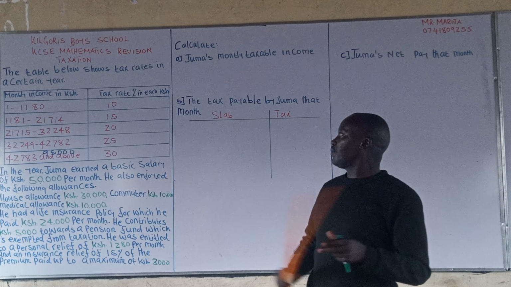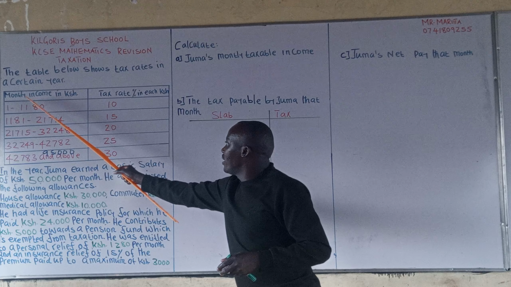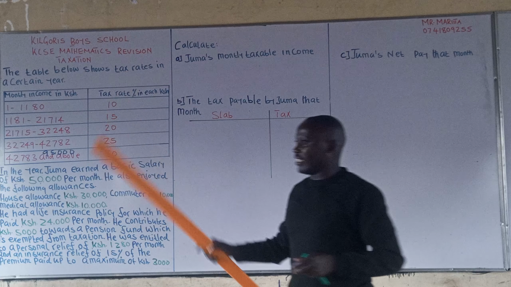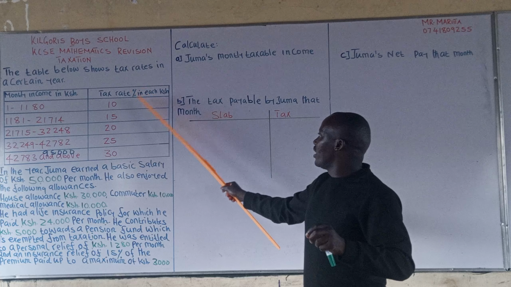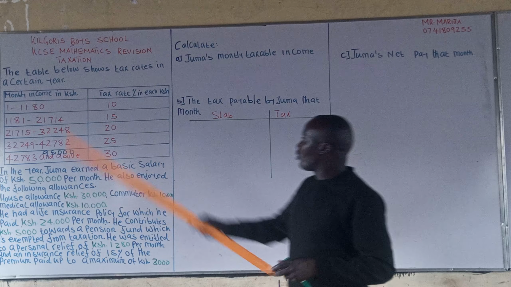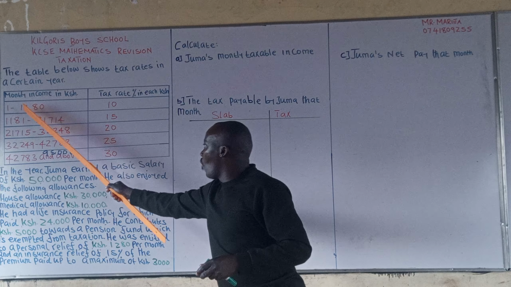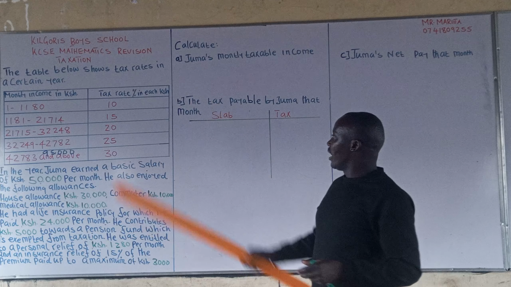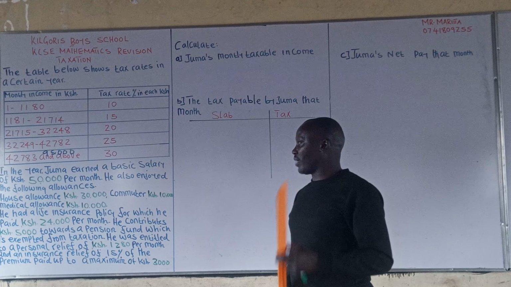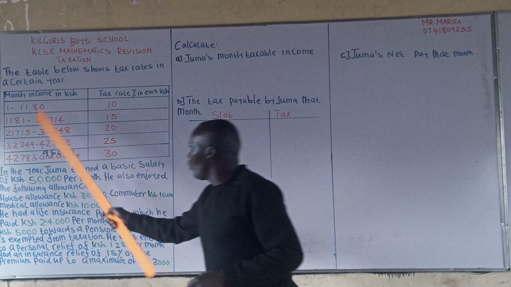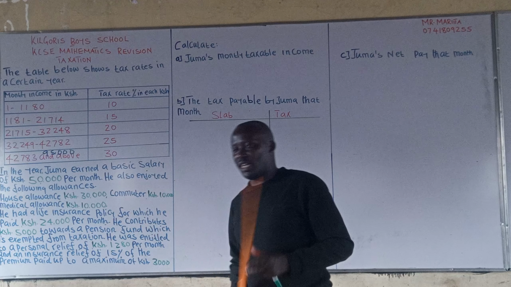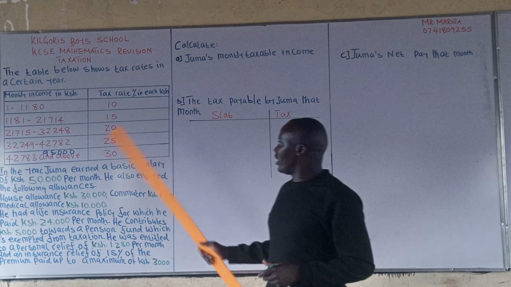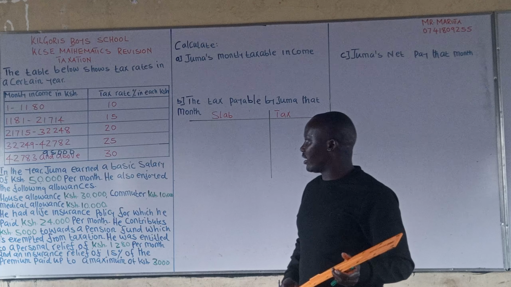But in this case, we have been given a monthly income in Kenya shillings, and then we have the rate in percentage in each shilling. From 1 to 1,180, the rate is 10%. Then we have 1,181 to 21,714, the rate is 15%.